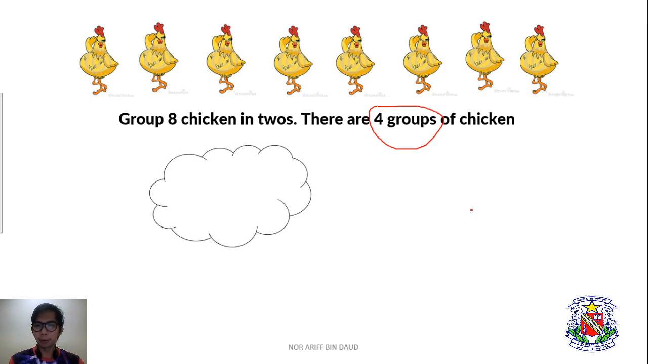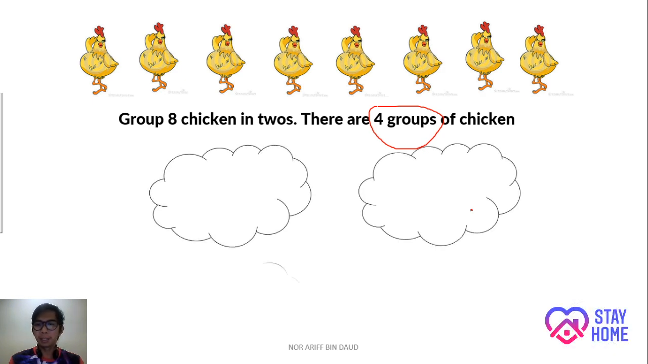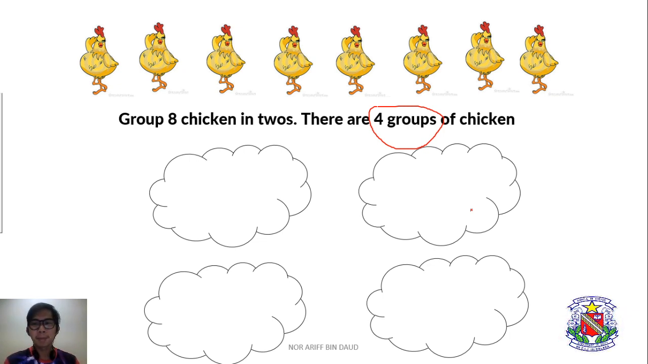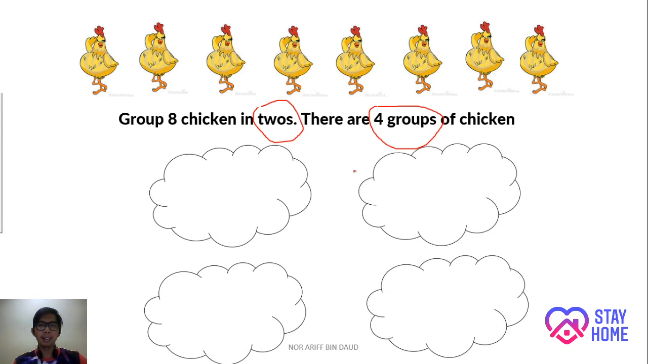So 1 group, 2 groups, 3 groups, and then 4 groups here. Now how many chickens must I put into each group? Okay, we must put 2 chickens in each group. They already state it here. See, 2 chickens in each group.